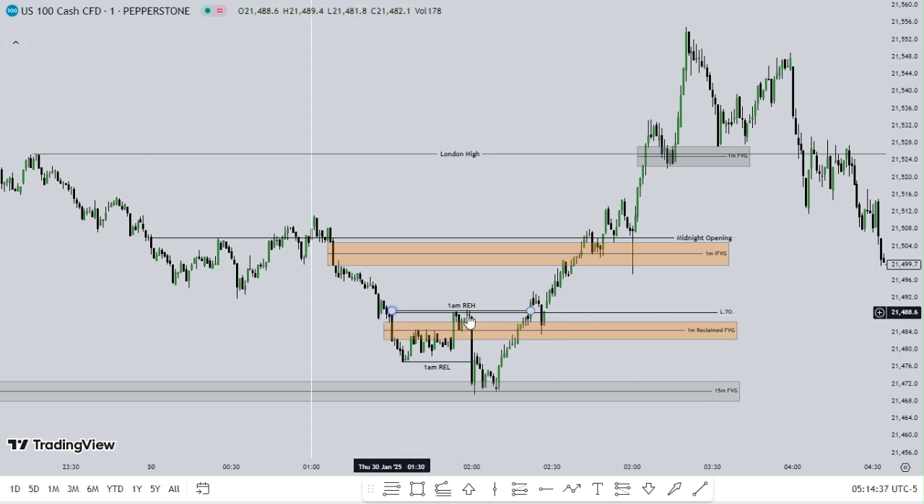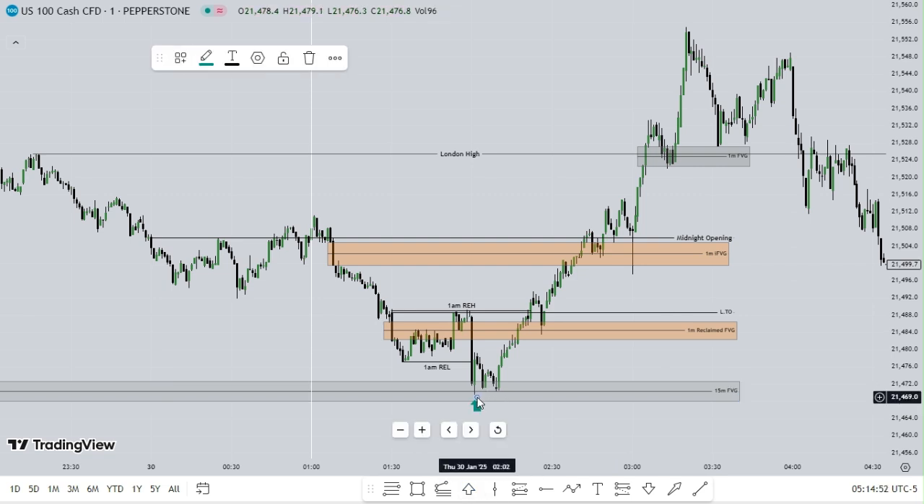So right here we have these relative highs. We have this New York True Open. The price consolidated and traded lower to this 15 minutes fair value gap. Then the price traded higher. So basically, we would have taken an entry from here. I did take this execution.